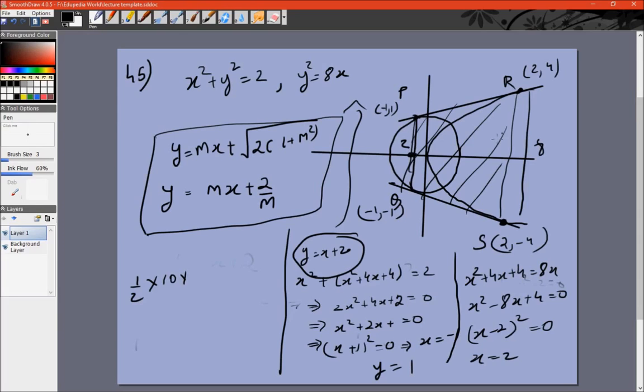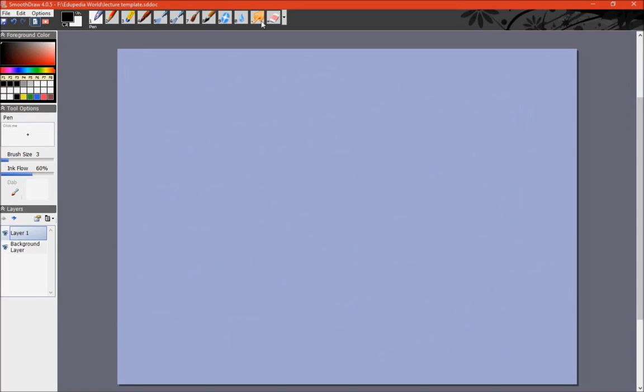So this x is minus 1, this x is 2. So the distance between them is 3, which means 5 into 3, which means 15. So the answer to question 45 is 15, which is option D. So option D is the answer to question 45. Let's do question 46 now.